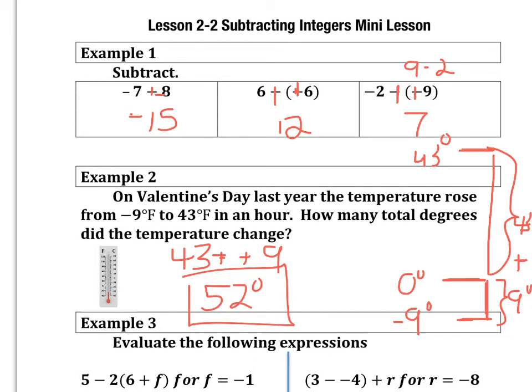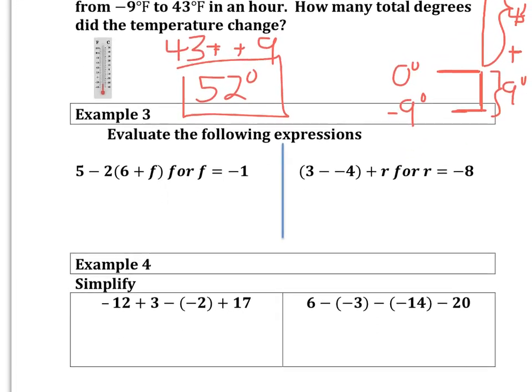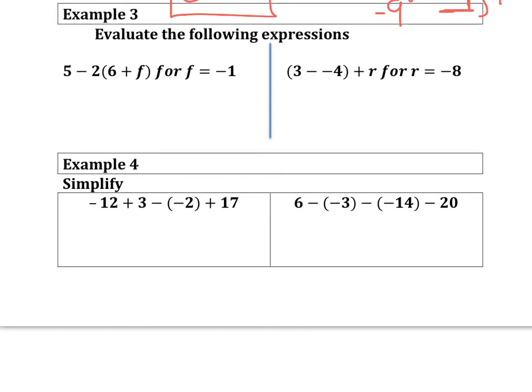Okay, now we're going to move down and look at example 3 here. So in example 3, we have some expressions that we have to evaluate for a given value of the variable. So first, we see the problem says 5 minus 2 times the quantity, 6 plus f in parentheses, for f equals negative 1. So what that means is anywhere we see an f, we're going to have to substitute in a negative 1. And so when we rewrite this, we see that our expression will be 5 minus 2 times (6 plus negative 1).